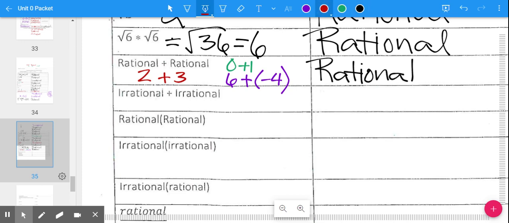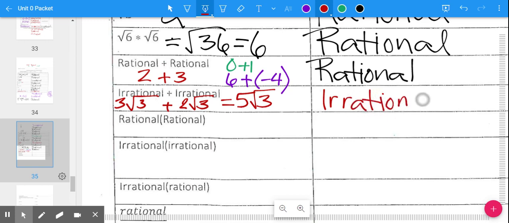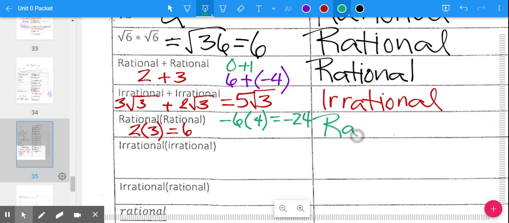Now, an irrational plus an irrational would be like doing 3 square root of 3 plus 2 square root of 3, which would give you 5 square root of 3, which is irrational because it has that square root of 3. Now, irrational times irrational. This would be like doing 2 times 3, which is a whole number 6. Or doing -6 times 4, which is -24. They still all end up as whole numbers, so those are rational.